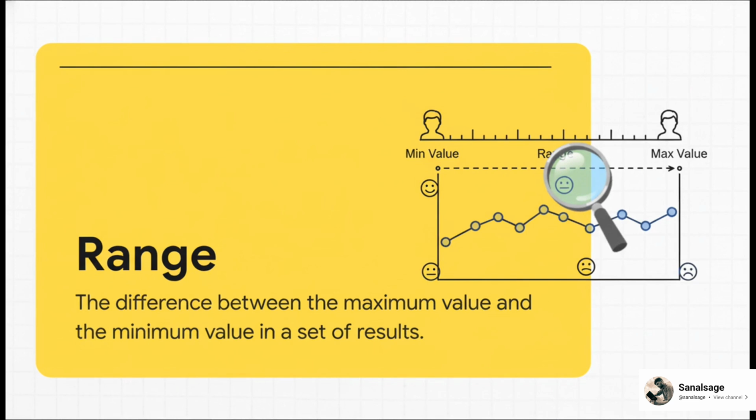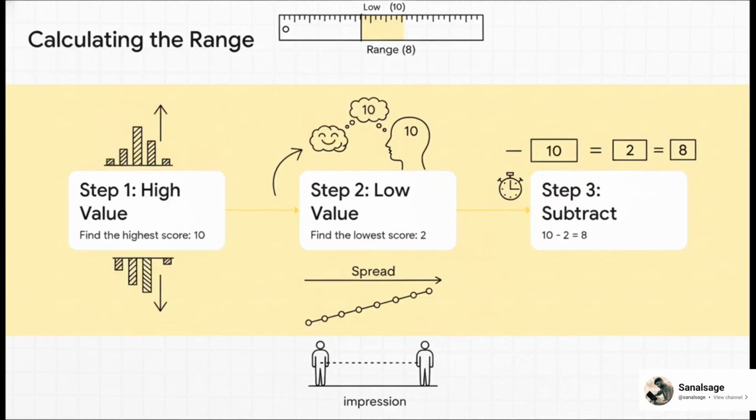The absolute simplest way to get a feel for the spread is the range. It's just a quick snapshot of how wide your data is from end to end. And calculating the range couldn't be easier. You just find the very highest score in your set. In this case, it's a 10. Find the very lowest. Here, it's a 2. And then you just subtract. 10 minus 2 gives us a range of 8. It's basic, sure, but it gives you a really fast first impression.